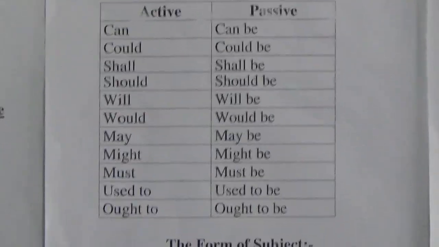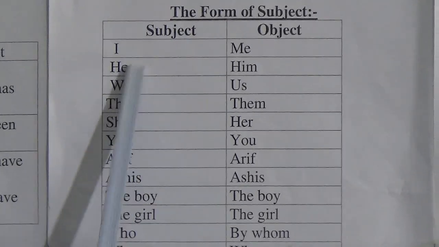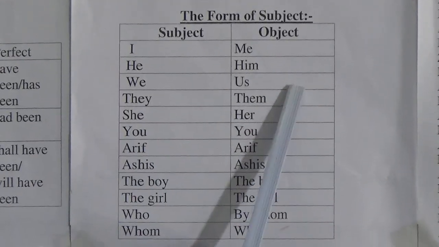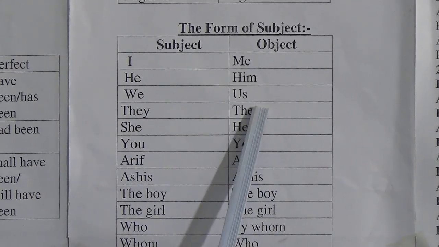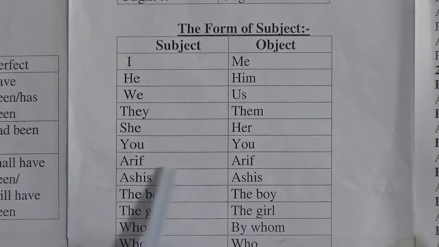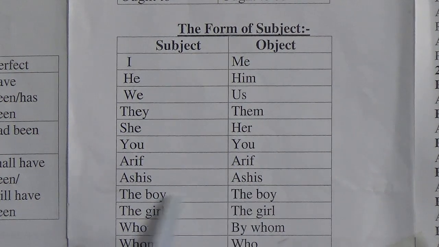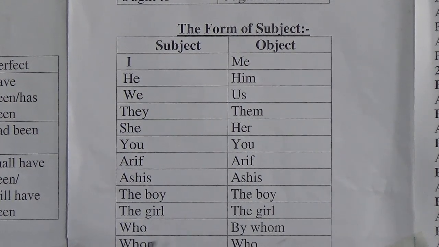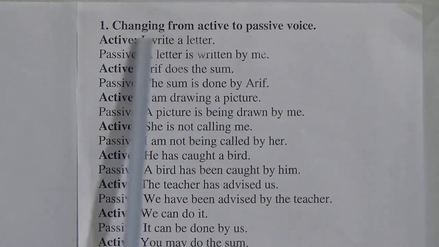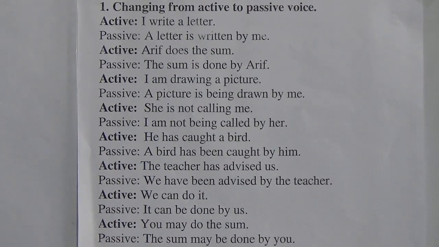The form of the subject is very important. Subject I, in object it will be me. He will be him, we, us, they, them, she, her, you, Arif, Ashish, the boy, the girl, who, by whom. So we'll move to changing from active to passive voice.